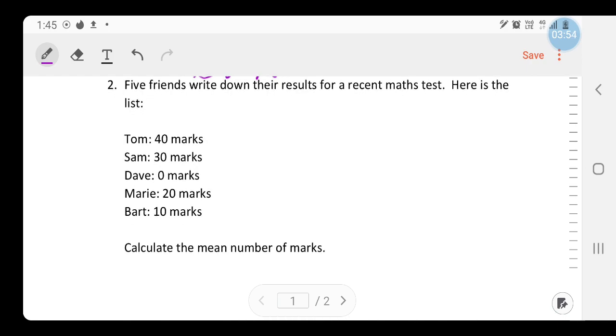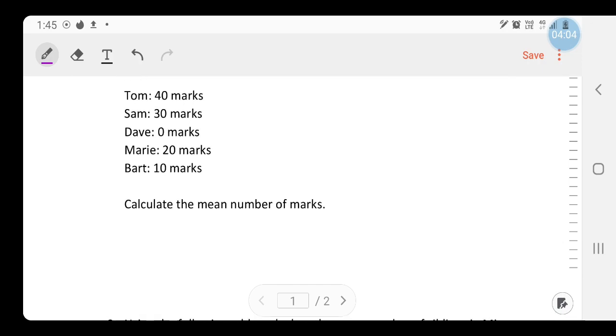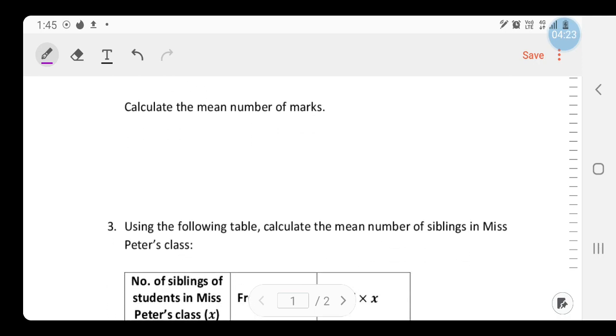All right, here we have a practical sort of real-world question. 5 friends write down their results for a recent maths test. Here is the list. All right. Tom did very well, 40 marks. Well, depends what it's out of, I suppose. Sam did reasonably well, 30 marks. Dave, poor old Dave, got 0 marks. Marie, 20 marks. And Bart, 10. Calculate the mean number of marks.